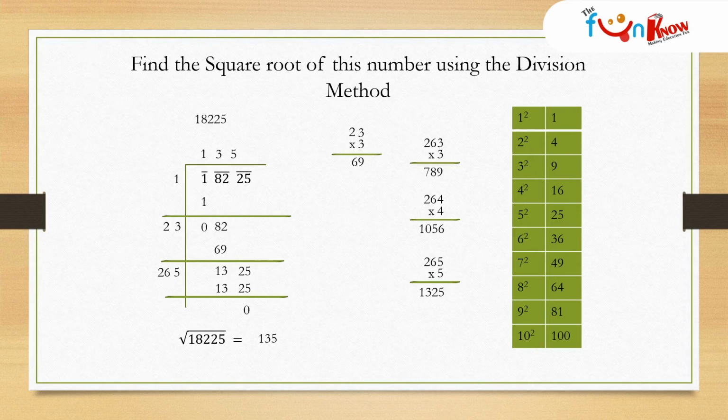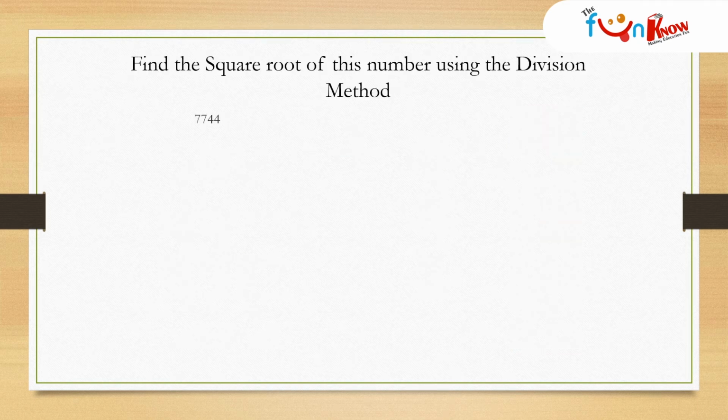We will see one more example, students. I know you will be somewhere confused. We'll go for one more example for having the clarity of this method. Now, a question for us is again to find out the square root using division method, but here the number is 7,744. Students, remember the rule.